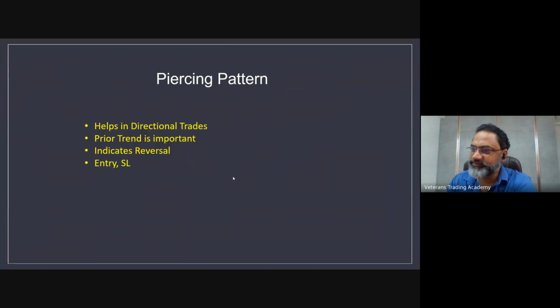So as in the case of other candlestick patterns, it is again a directional trade where knowledge of prior trend is important and indicates reversal. Entry and SL are the same as the previous one. Entry either at 3:20 or next day at the beginning of the day if it's a gap up opening, and you can put a stop loss at the low of the candle.